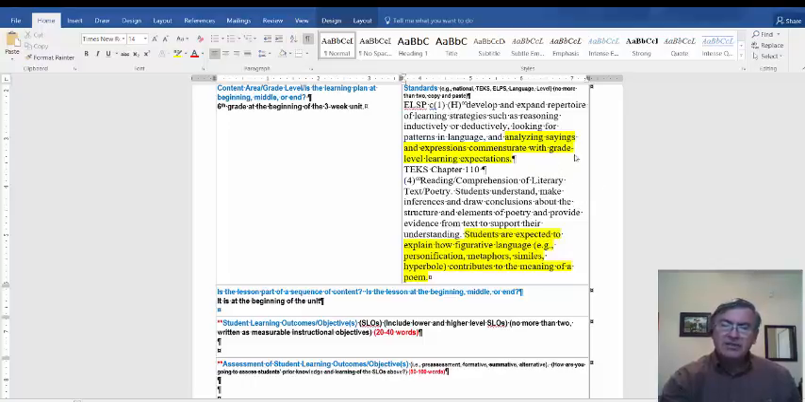Also, for the TEKS, there's not an A, B, C, D for this one. And so the more general one, part of it is the first half, and the second half where it says, that I've highlighted on this video: Students are expected to explain how figurative language, that is personification, metaphor, similes, hyperbole, contributes to the meaning of a poem.